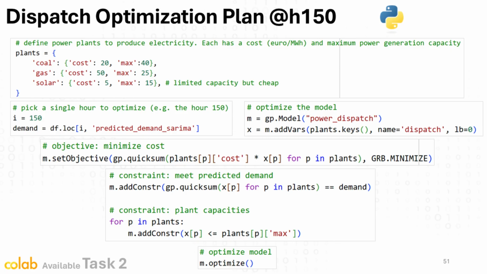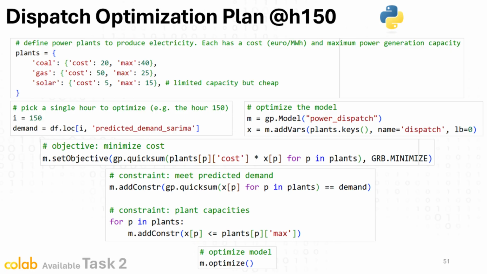Once we've extracted the specific demand value from our data frame at index i equals 150, we initialize the Gurobi model using gp.Model and create our decision variables, x, representing the dispatch amount for each plant. We set a lower bound of 0, because a power plant cannot produce negative energy. With the foundation set, we translate our mathematical logic into code. First, we set the objective function using setObjective.